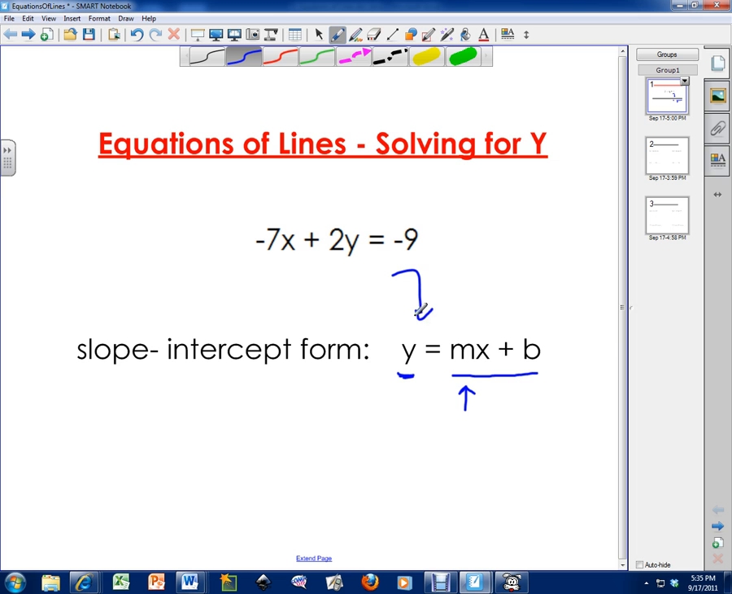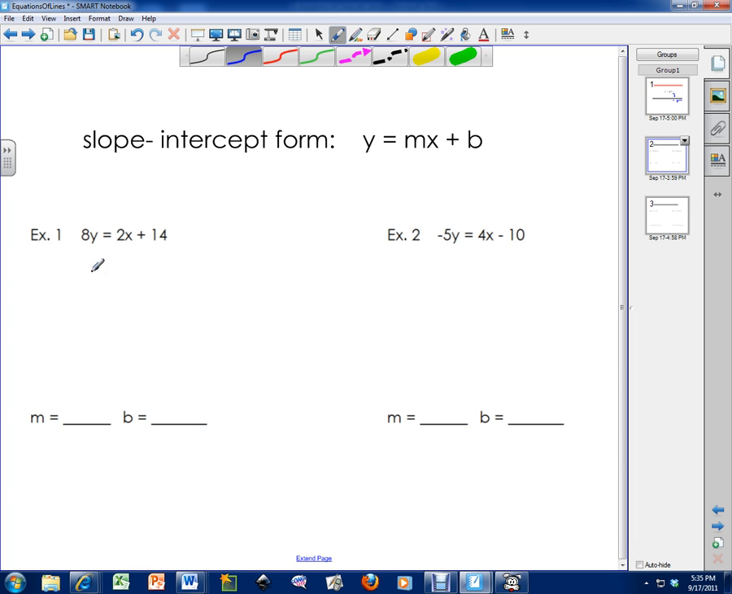The first thing you need to do is put it into slope-intercept form, and I'm going to show you how to do that. First example is 8y equals 2x plus 14. Again, my goal is to get this into slope-intercept form for various reasons. The first thing I need to do in this case is divide both sides by 8, so I can get that y all by itself. When I divide everything by 8, I do get y by itself. 2 and 8 are both even numbers, so I can divide them both by 2 and I get 1 over 4x, and then 14 and 8 are also both even, so if I divide them both by 2 I get 7 over 4. So my goal is to get the y all by itself, and I did just by dividing by 8, and this is the equation of this line.